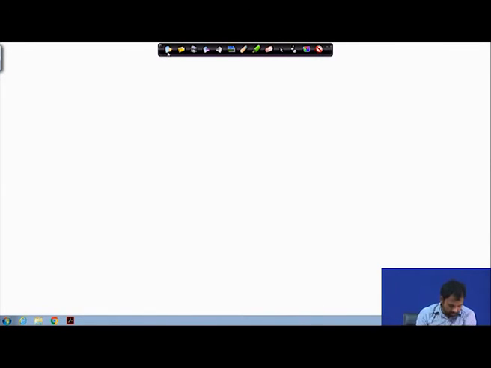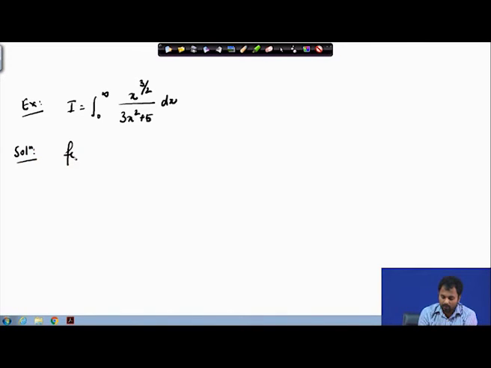There is another example where we have the divergence part. So, let us consider the integral from 0 to infinity x to the power 3 by 2 divided by 3 x square plus 5 dx. So, obviously, here we choose f x as x to the power 3 by 2 over 3 x square plus 5, and since one of the limits is infinity, that is why it is an improper integral.